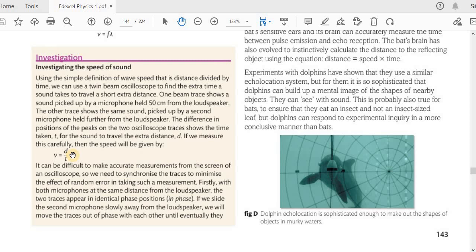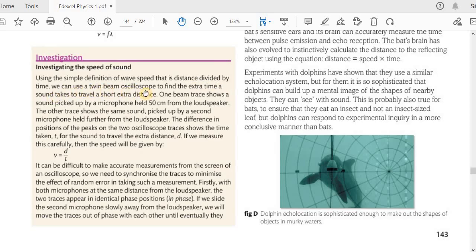So that way, we know the distance, and then we can time how long it takes. Or there are other methods that you can use, and then you can find the speed of sound. Because we know the distance, we can measure the time, and we can find the speed using the simple definition of wave speed, that is, distance traveled divided by time.